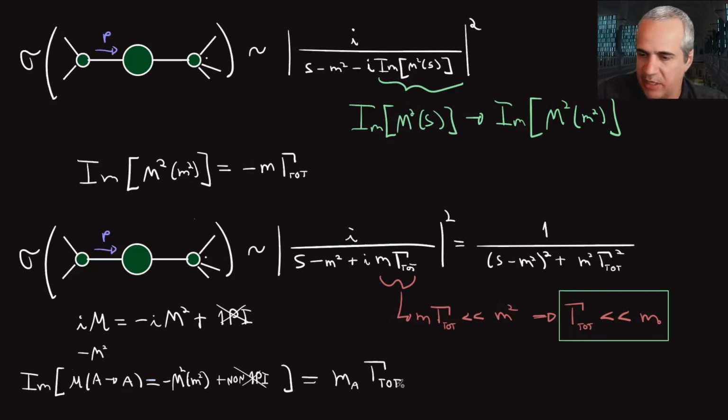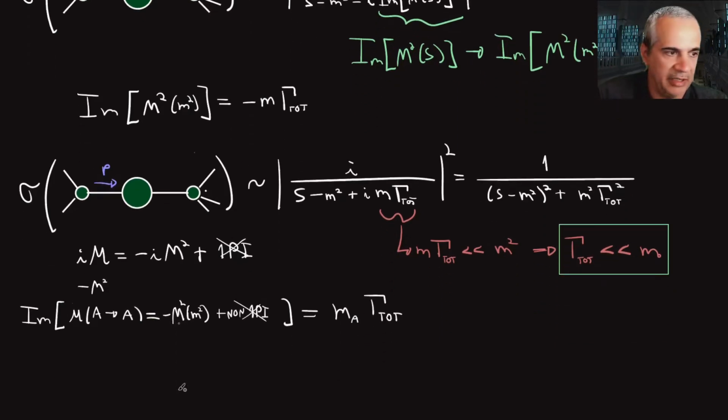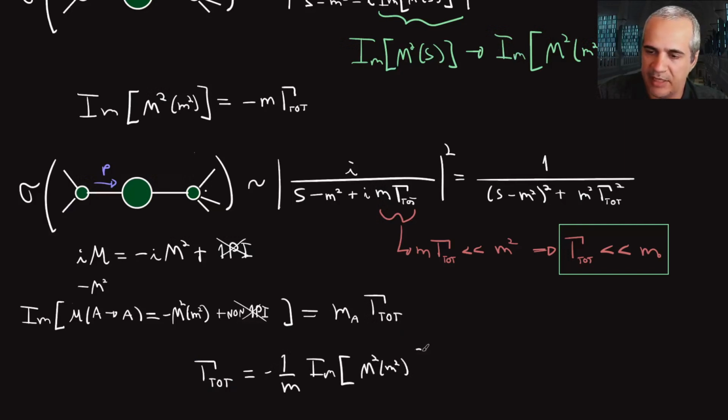So then this becomes just, there's a minus here, as I have said before. This becomes just that this guy is minus 1 over m times the imaginary part of the 1PI sum calculated at this point. So this is equivalent to the approximation we're making there.